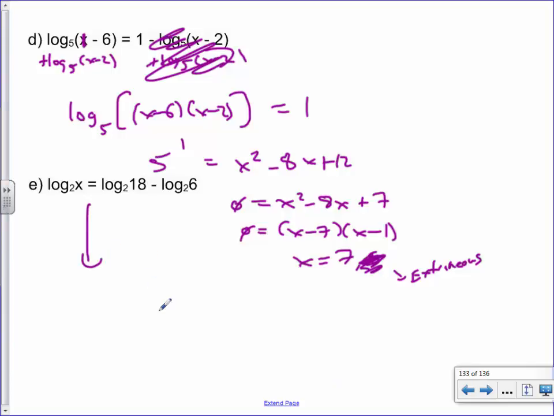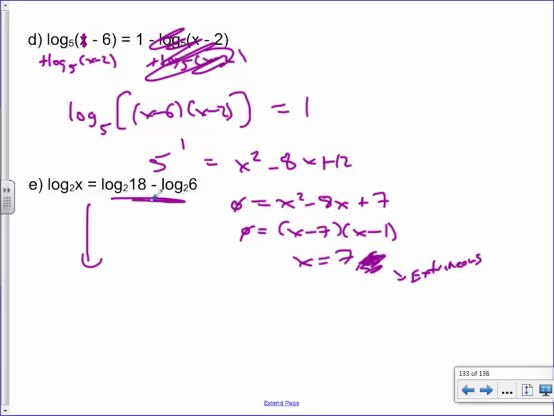Okay, let's try the next one here. Can I remove these logarithms? They're all log base 2. Can I just hack them all off? Not yet. That's actually going to be my strategy on this one here. But I can't hack them all off until I have log of something equals log of something, and that's it.